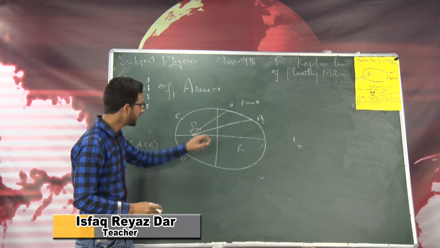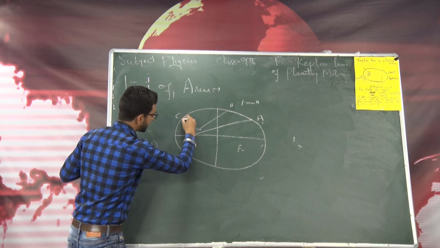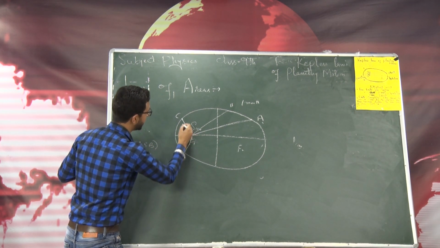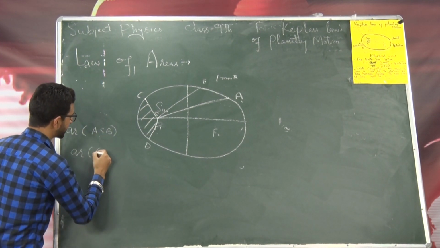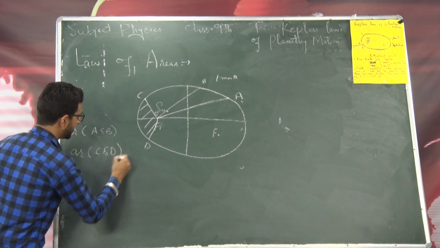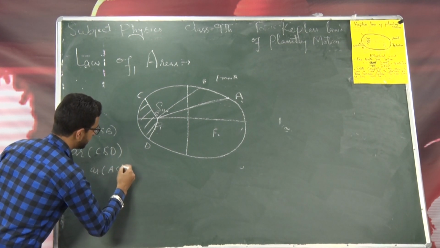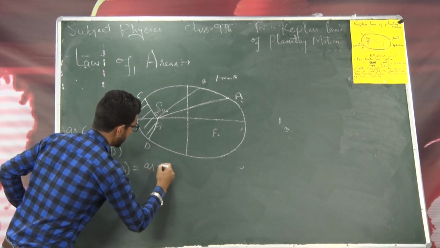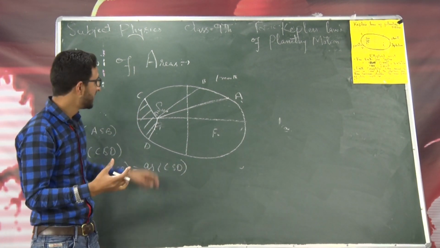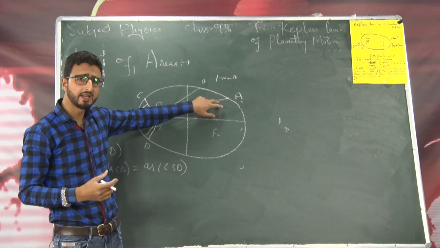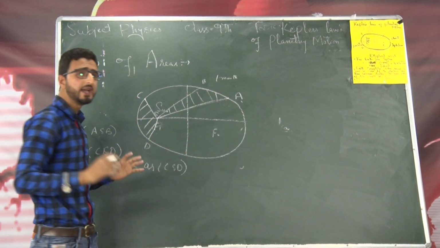Now let me draw another sector here. Suppose this is the position of the planet after some time, this is C and this is point D here. Now let me suppose that the area of sector ASB is equal to the area of sector CSD. Now as per the second law, the line joining the sun and the planet, that is the radius vector, sweeps equal areas in equal intervals of time.